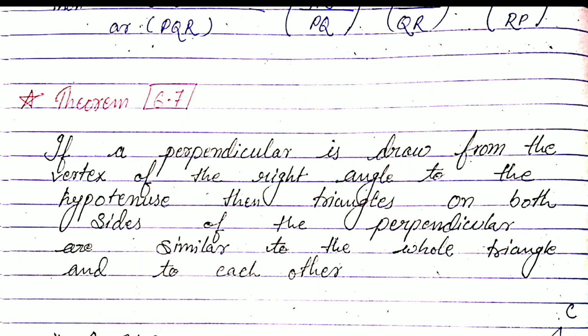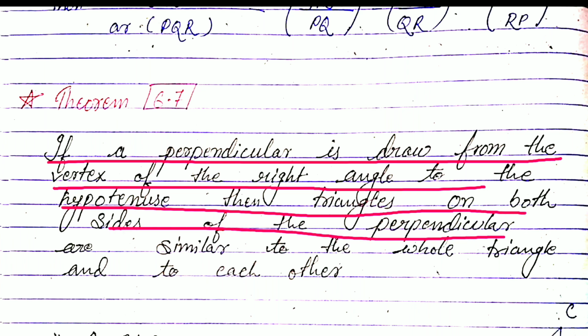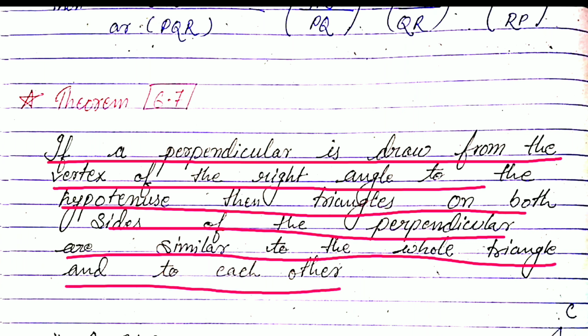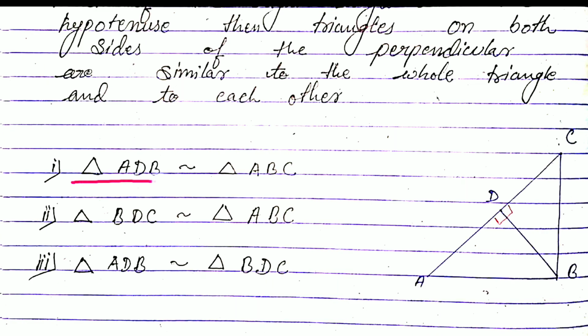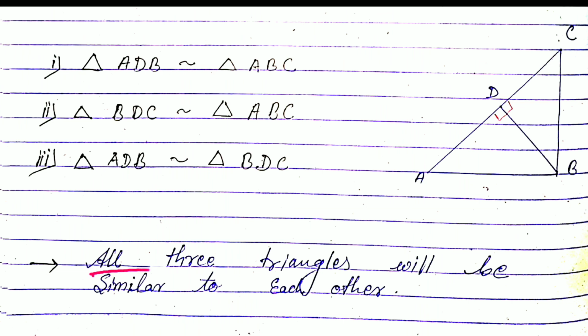Okay. Let's see the next theorem: if a perpendicular is drawn from the vertex of the right angle to the hypotenuse, then the triangles on both sides of the perpendicular are similar to the whole triangle and to each other. That is, triangle ABD is similar to ABC, BCD is similar to ABC, and ADB is similar to BDC. That means all three triangles will be similar to each other.